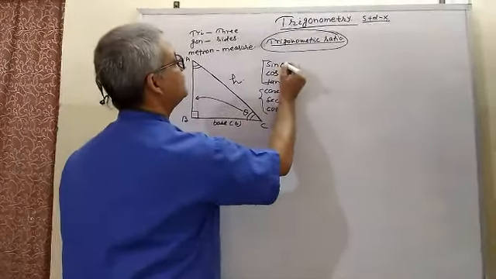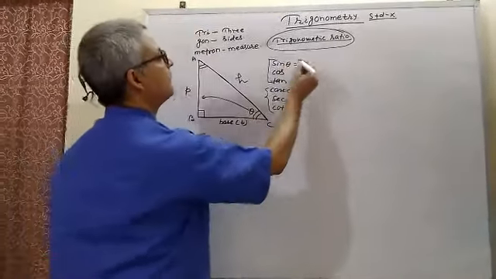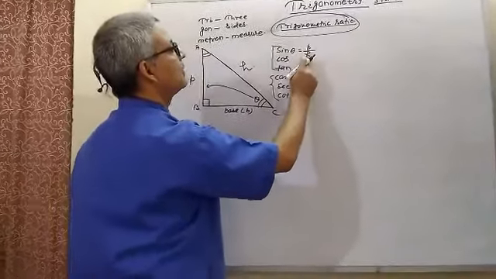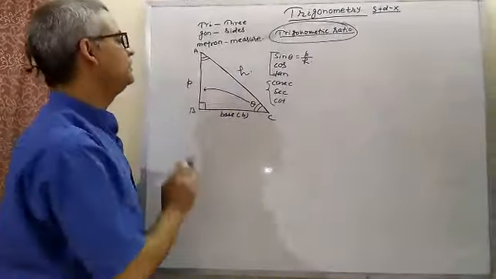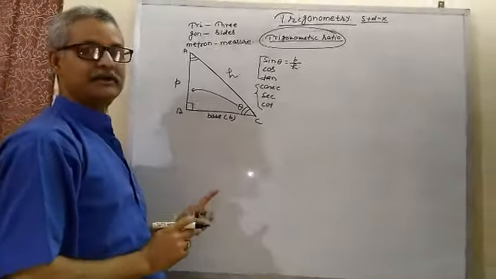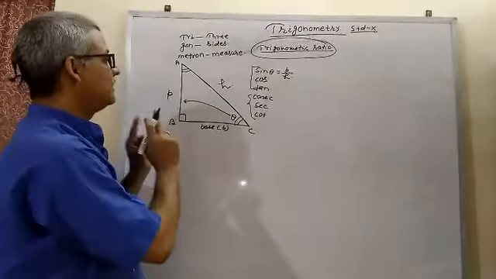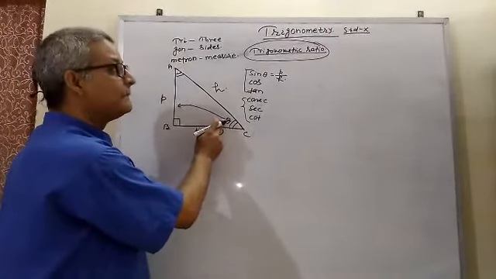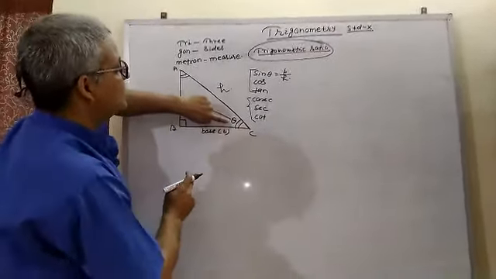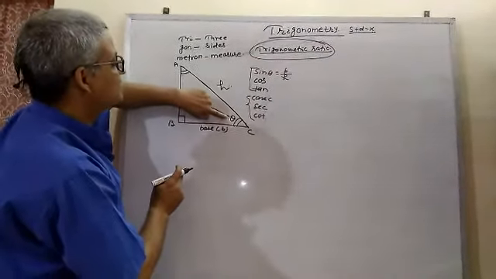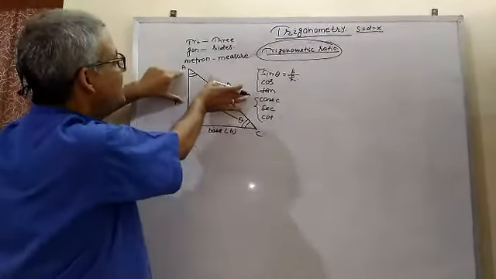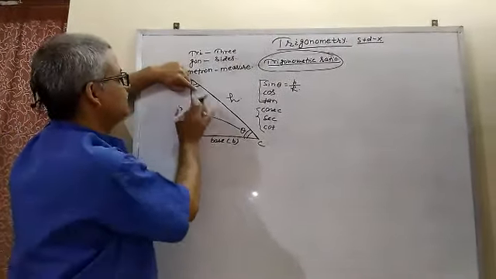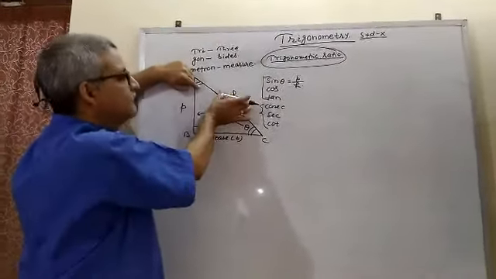So here sine theta is equal to perpendicular by hypotenuse. Now understand the reference angle carefully. The reference angle is very important. About which angle we are taking the relation, its opposite side is known as perpendicular. So if this angle is our reference angle, then the sine theta value will be AB by AC. But if you take this as the reference angle, then sine theta will be BC by AC.